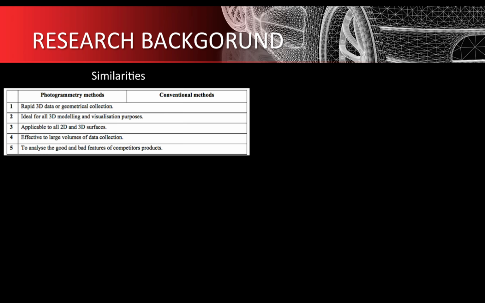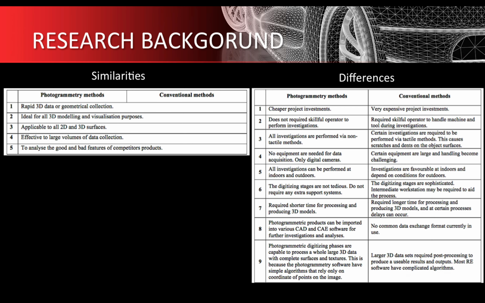The similarity between the photogrammetry and the conventional methods is that they are applicable to all 2D and 3D surfaces. They are very effective for large volumes of data collection, and they are capable of analyzing good and bad features of products. However, the difference between both methods is that photogrammetry methods are much cheaper compared to the conventional methods. The digitizing stages are not tedious, and photogrammetry does not require any extra support system compared to the conventional methods, where the digitizing stages are very tedious and an intermediate workstation may be required to aid the process.